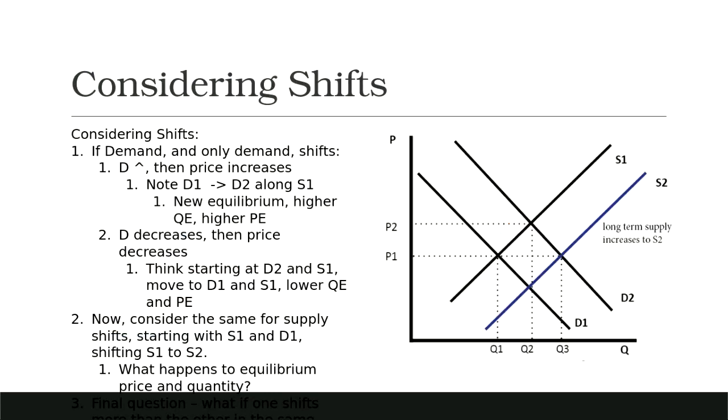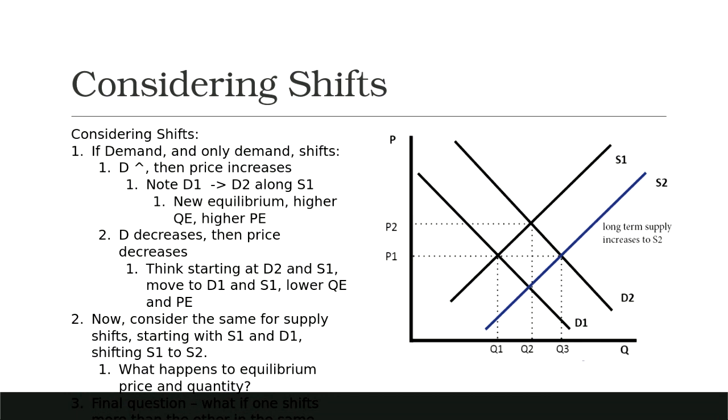Now, as a final point, we're going to consider some cases where demand shifts or supply shifts, or they shift together, or they shift in opposite directions. I highly recommend you sit down and look through this and practice. Just note that 1 is your starting point, right? So P1, Q1 at the intersection of S1 and D1.